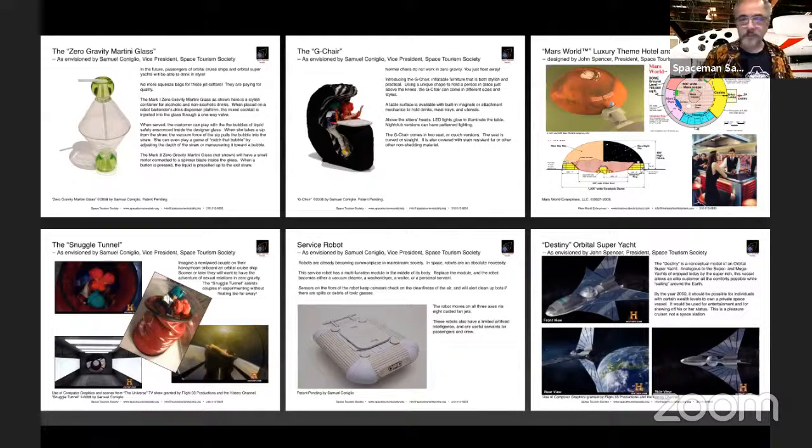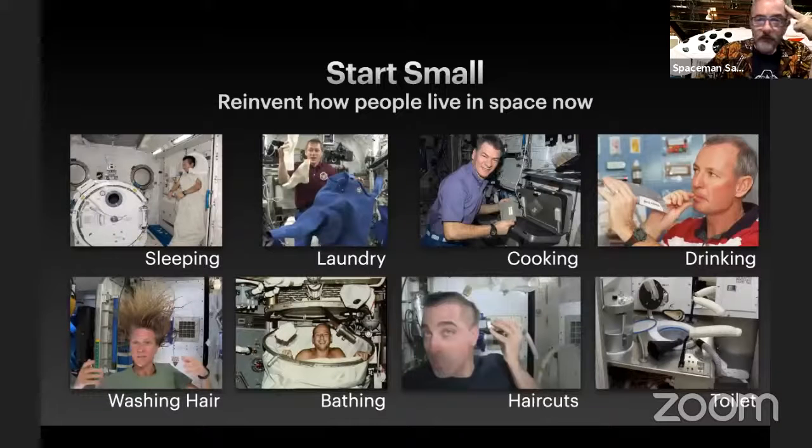We had these ideas of a Mars world style luxury hotel on Earth to simulate what it's like on Mars, super yachts, service robots, all sorts of concepts. But one of the concepts, the zero gravity martini glass, came out of this whole brainstorming session I had over the last several years in the early 2000s with John, developing new ways of drinking. And part of my research was how to start small. How do people live in space right now, and how to make it better?